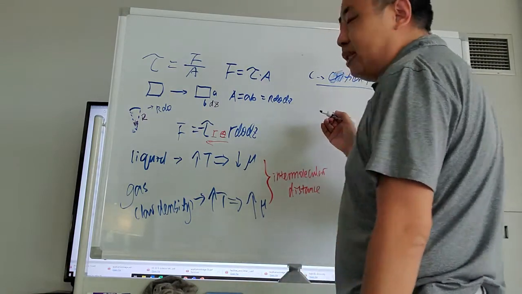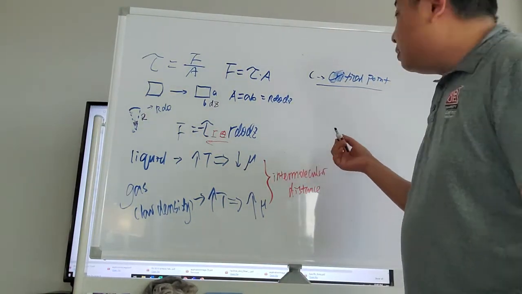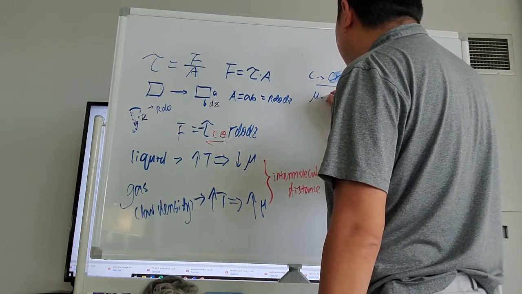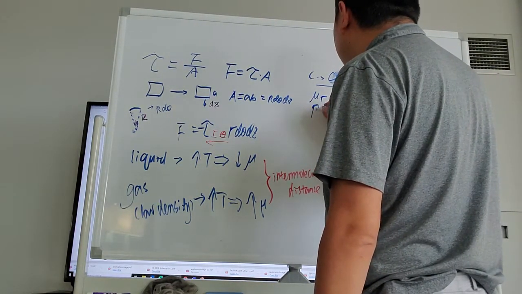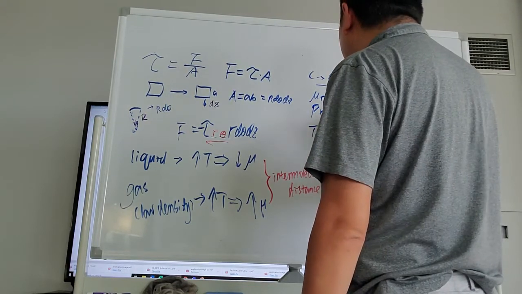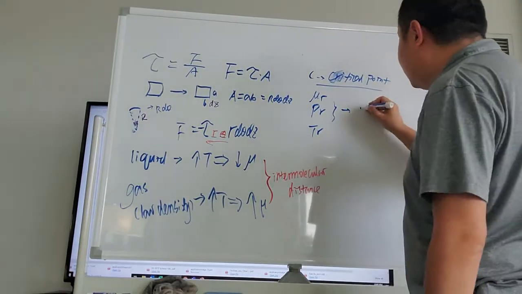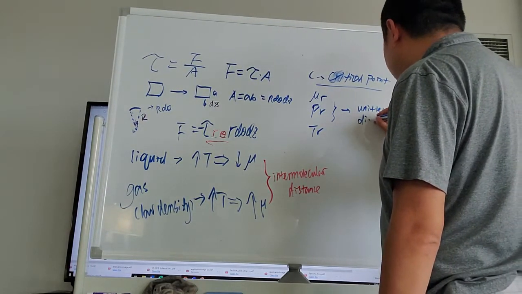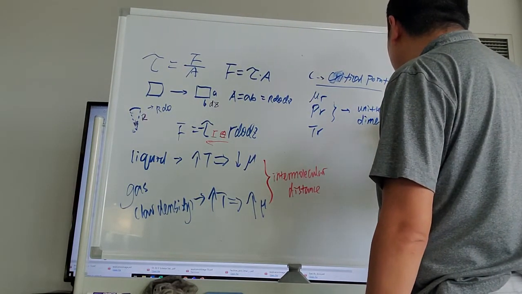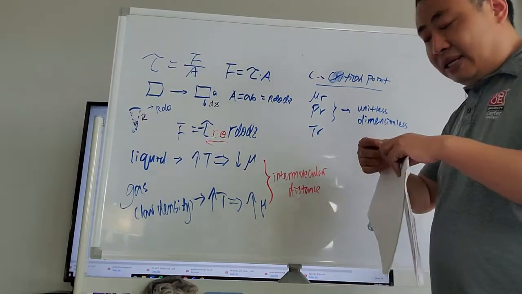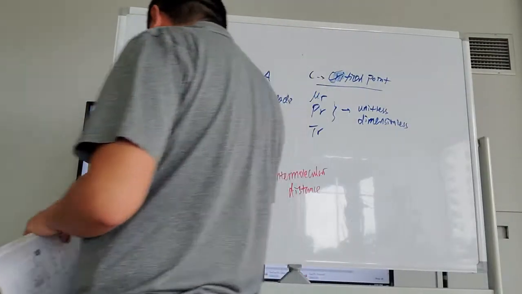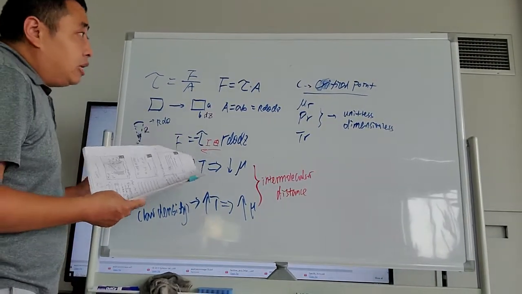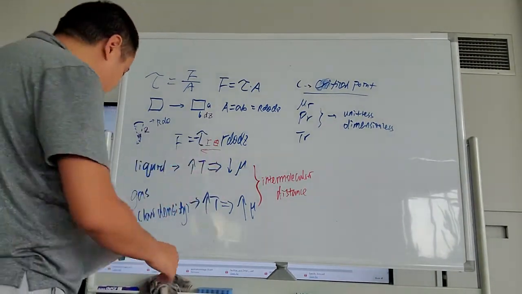So why are we interested in the reduced values? Because for reduced values, MUR, PR, TR, they are all unitless, all dimensionless, which can be beneficial. So how do we determine viscosity?